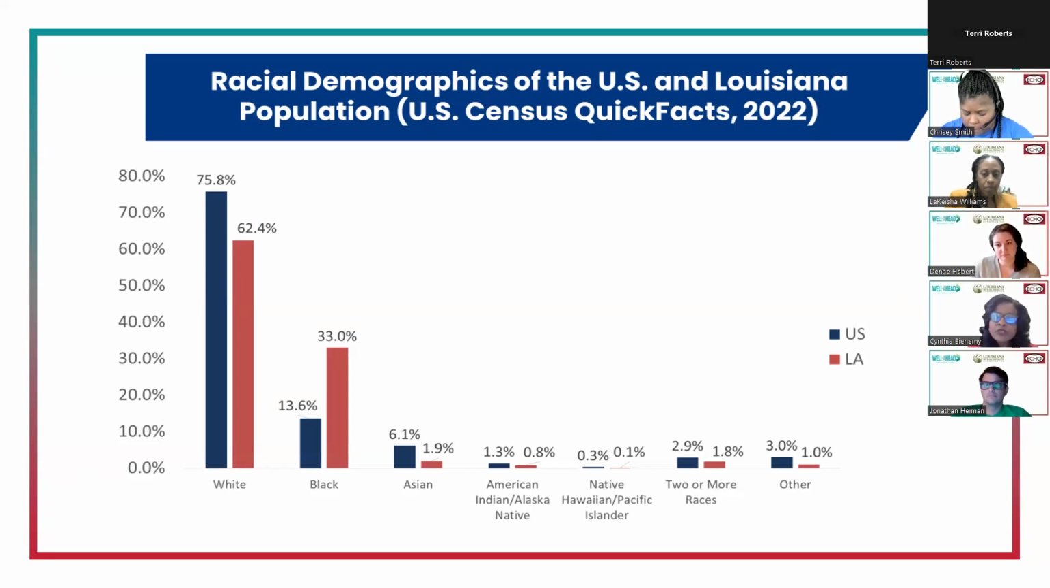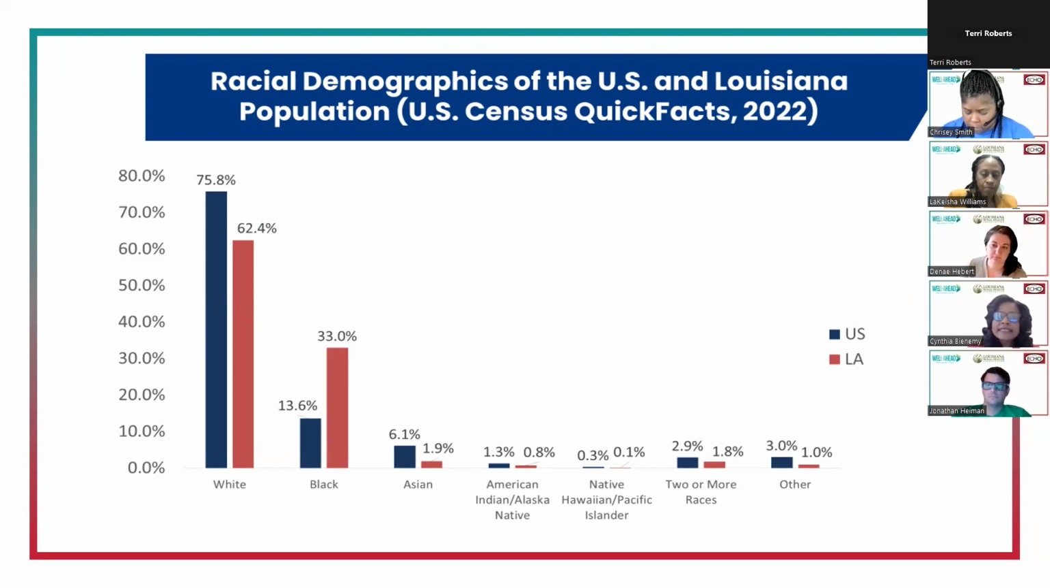And this was for the 2022 U.S. Census Quick Facts. 62.4% of Louisiana's population is white compared to 75.8% of the U.S. population. And then we look at the Black population, 13.6% of the U.S. population is Black African American compared to approximately a third of Louisiana's population, 33%. For Asians, 6.1% of the U.S. population, 1.9% of Louisiana's Asian population.